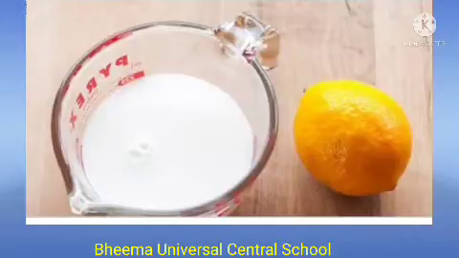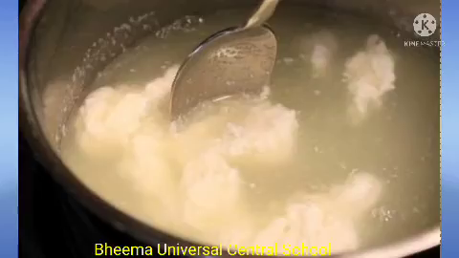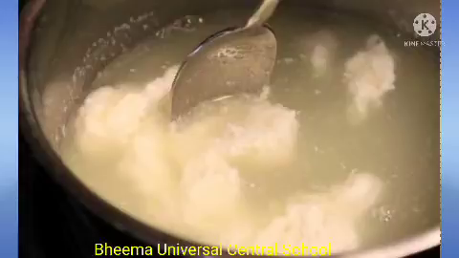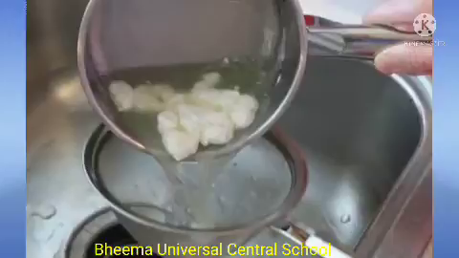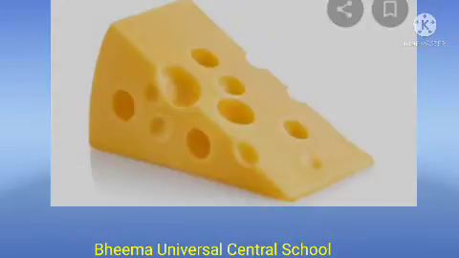It is commonly prepared by adding a little amount of lemon juice or vinegar to hot milk. This process is called curdling. This results in separation of milk into solid and liquid parts. The solid part, the cottage cheese, is collected and the liquid part is drained out or removed. Next one is cheese. Cheese is also obtained from curdled milk.